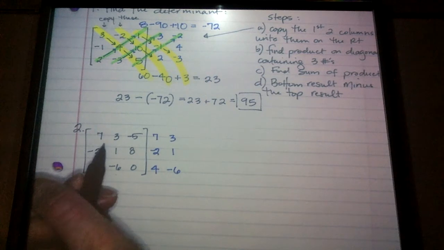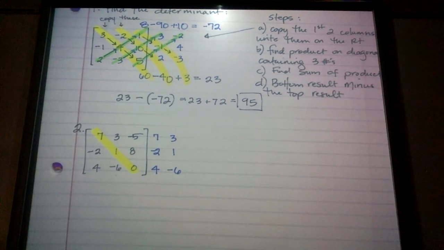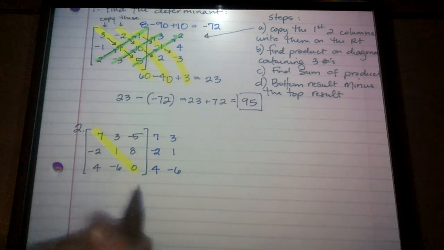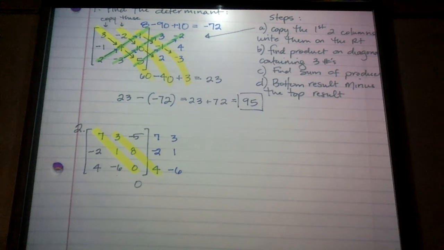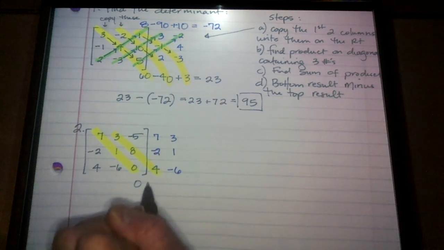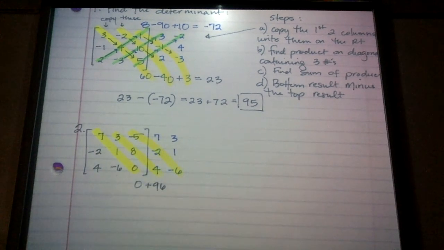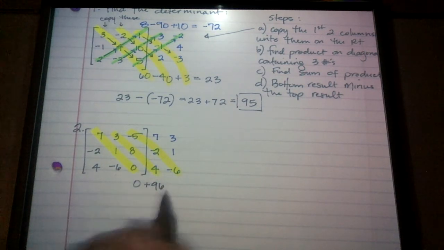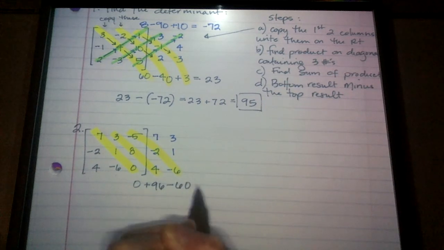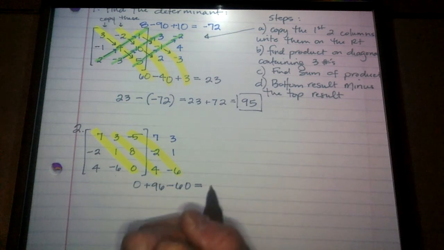Now we're going to multiply our diagonals. So starting with the top number, I'm going to find the product of 7 times 1 times 0. 7 times 1 is 7, 7 times 0 is 0. Next diagonal, 3 times 8 times 4 gives me a positive 96. Last diagonal, -5 times -2 is positive 10, times -6 gives me -60. And I'm going to find that sum. 0 plus 96 minus 60 gives me 36.